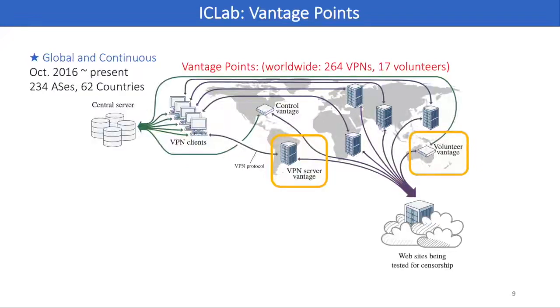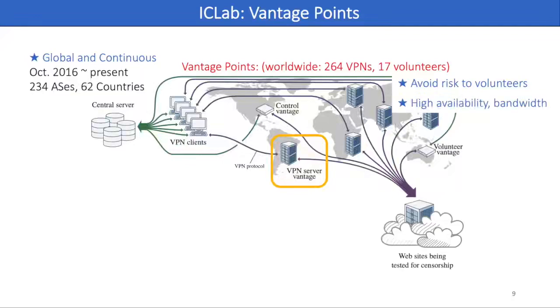Using VPNs gives us some benefits. We can avoid risk to volunteers who used to run the experiments. Also, VPNs guarantee high availability, sustainability, and reasonable bandwidth in many different countries. Furthermore, the VPNs allow us unrestricted access to the network, unlike phone or web applications.